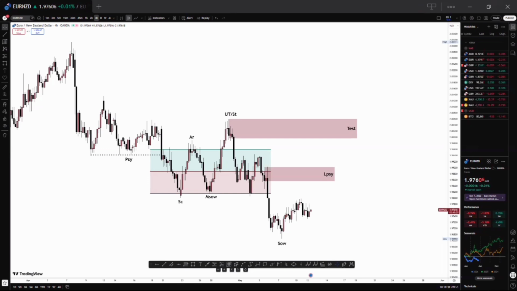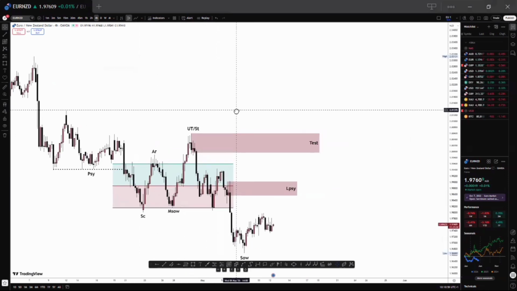Welcome to a Wyckoff analysis breakdown. I'm going to make this as simple and short as possible. This is just an insight into EURNZD on the 4-hour time frame. And we're currently looking at a possible Wyckoff redistribution schematic. So what you're seeing on my screen is a redistribution schematic.